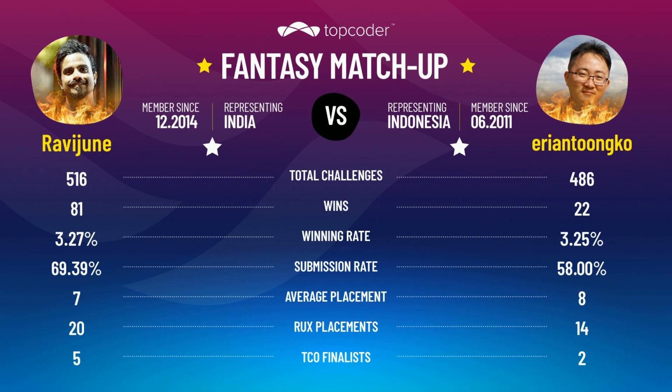We have Ravi June from India up against Erianto Onko, who didn't make it to the TCO last year, so he also took a break. In between him coming two years ago and coming this year, he went off and worked for the company, and he wasn't competing. Then he decided to get back into it, made a mad dash for qualification, won a bunch of challenges, and just qualified in the last period.